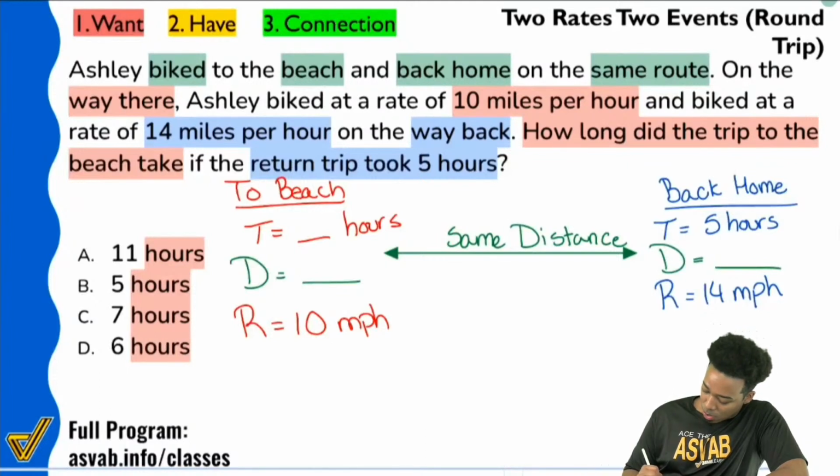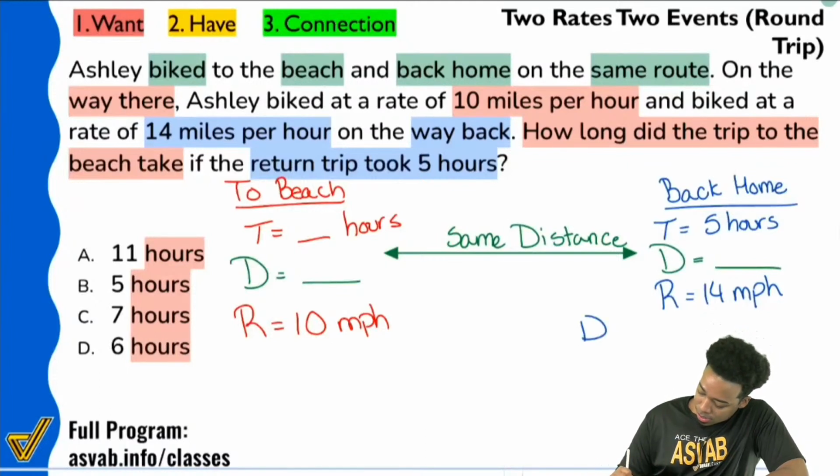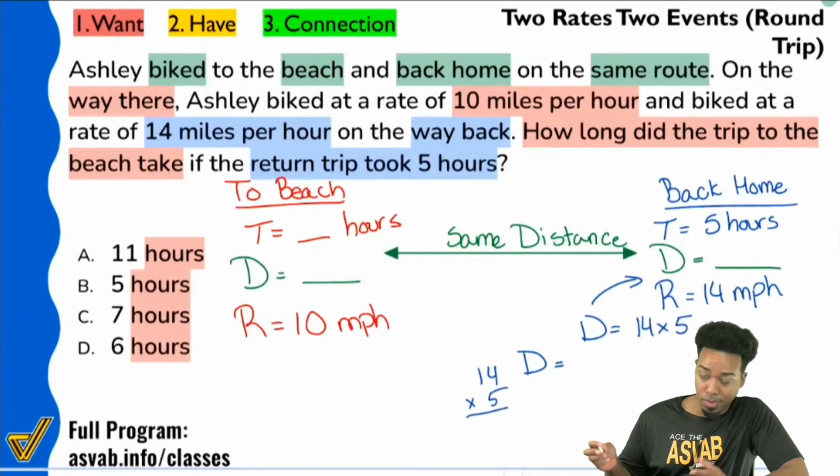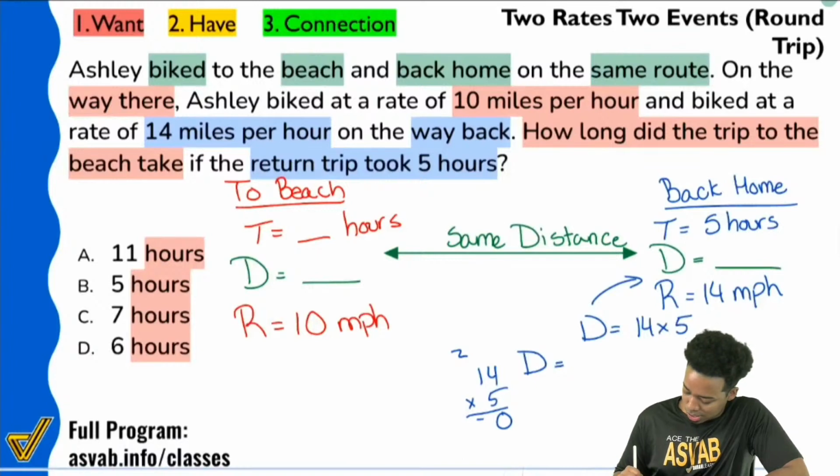Because now I can go ahead and say, hey, distance equals 14 times 5 in this case. Everybody, 14 times 5, what's that going to be? It's going to be 70. You can do your quick mental math, or you can do long multiplication. 4 times 5 is 20. 1 times 5 is 5, plus 2 is 7. And you can say the distance here is 70 miles.